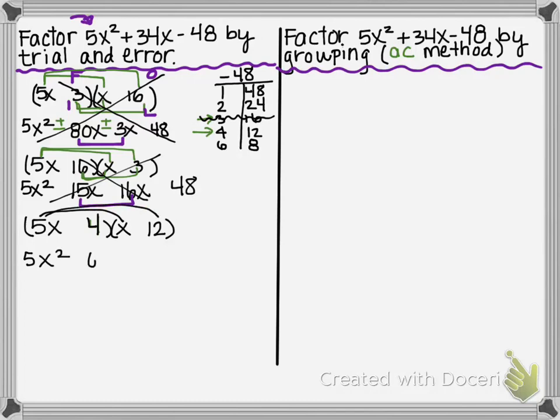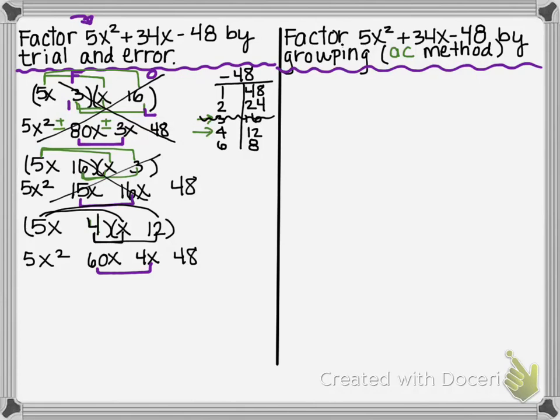Okay, let's do FOIL, 5x squared. That will give me 60x. That will give me 4x. That will give me 48. Again, look at these middle terms, 60x and 4x. No matter how you put the signs, you're not going to get 34. You're either going to get 64, or if one of them's negative, you might get negative 56. But that's not going to get us to 34.